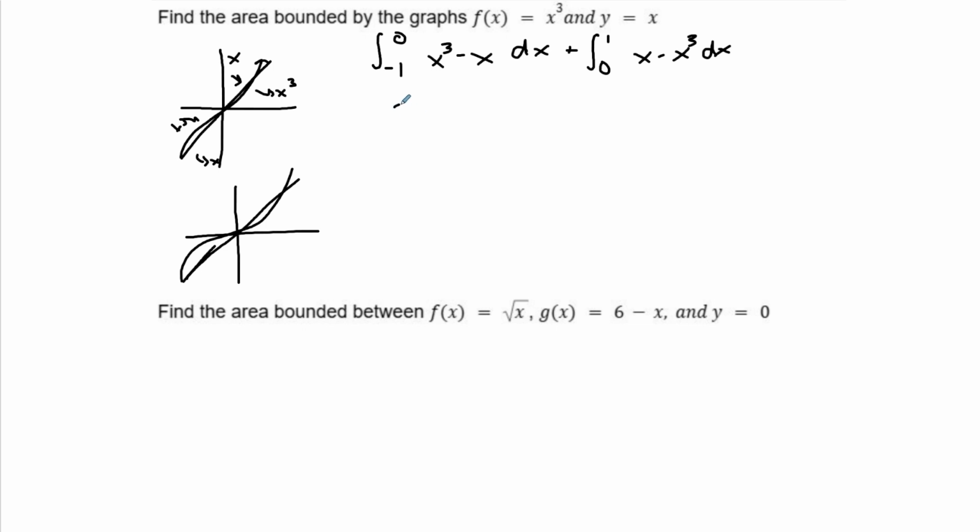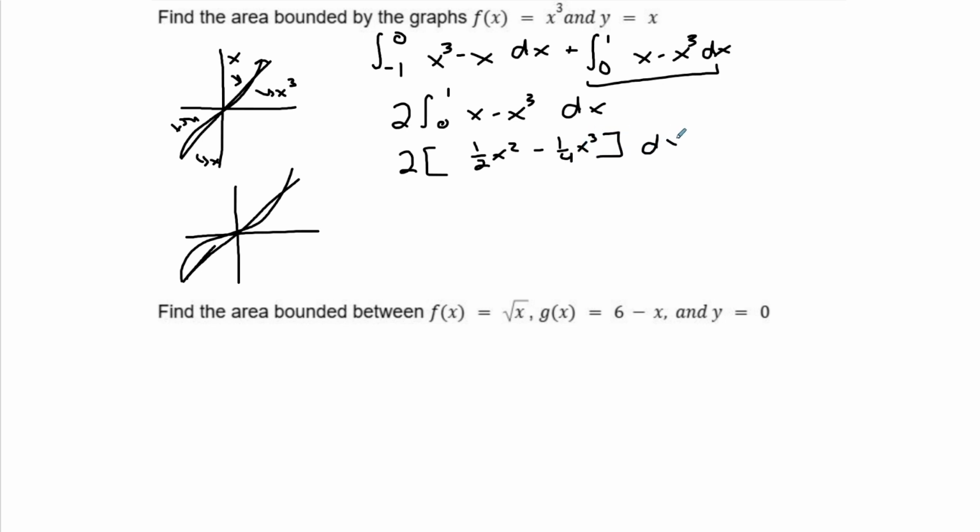So I can just make this 2 times the integral, let's just say from 0 to 1 of x minus x cubed dx. I'll take this one. It's a little easier because there's positive bounds. So let's call this 2 times 1/2 x squared minus 1/4 x to the 4th.